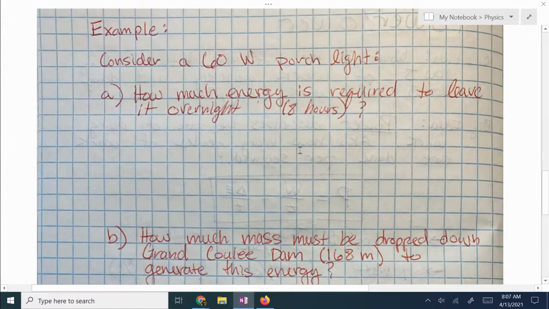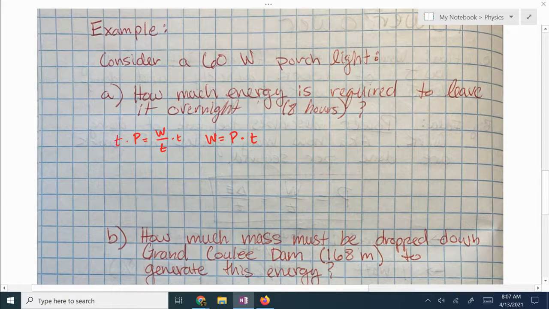Let's look at these example problems. It says consider a 60-watt porch light. How much energy is required to leave it on overnight? When it's asking how much energy is required, it's really asking about the work. So if we take our equation, power is equal to work divided by time, and multiply both sides by t, we get work is equal to power times time.